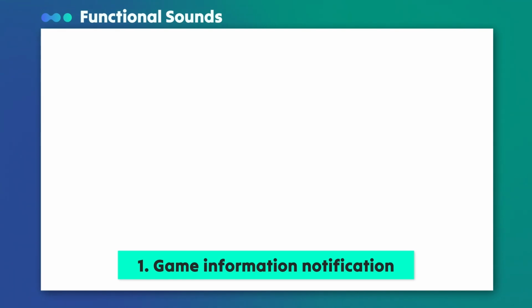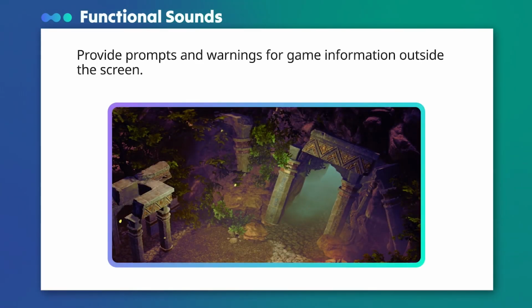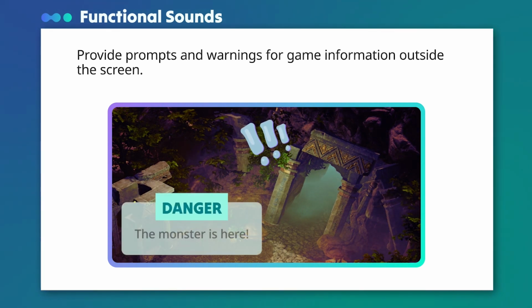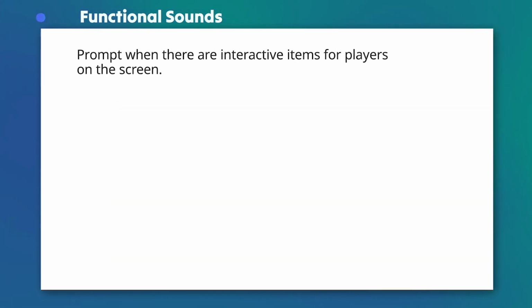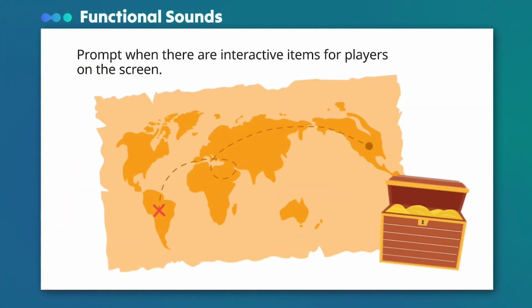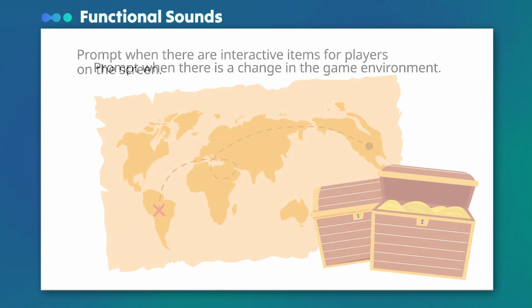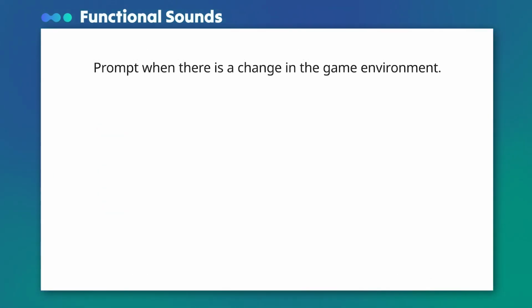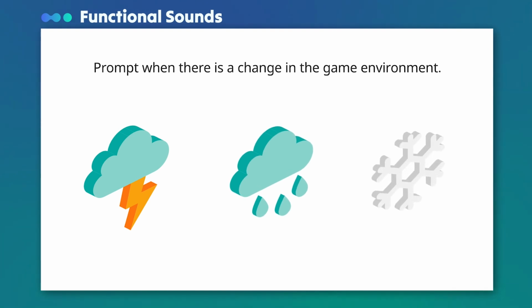The main functions of functional sounds include game information notification. Some examples are: provide prompts and warnings for game information outside the screen. Prompt when there are interactive items for players on the screen, such as a treasure box. Prompt when there is a change in the game environment, such as weather changes.